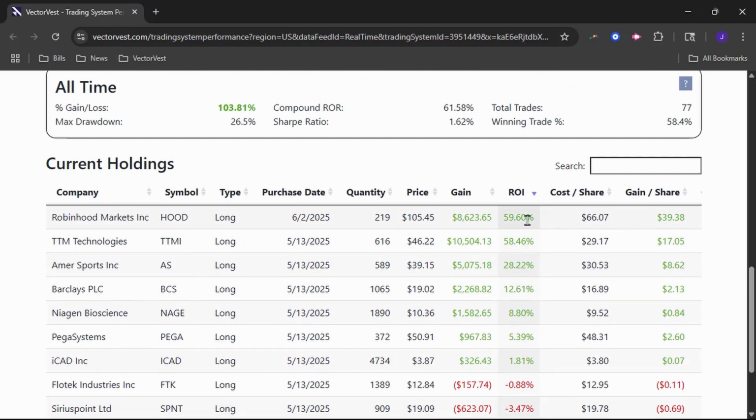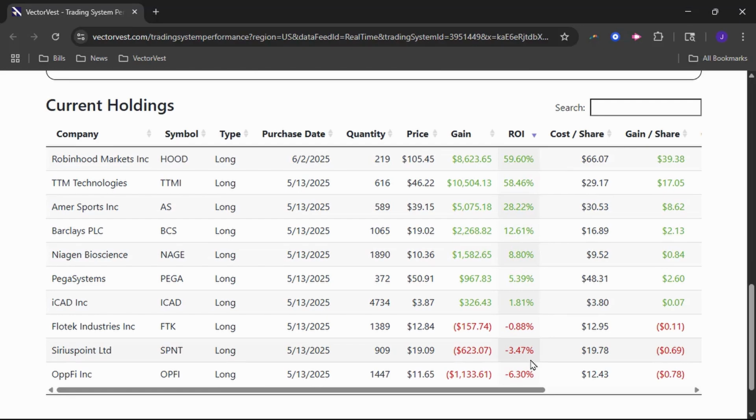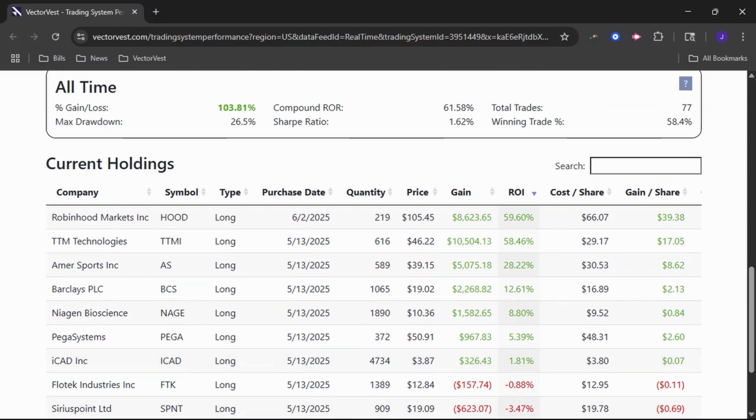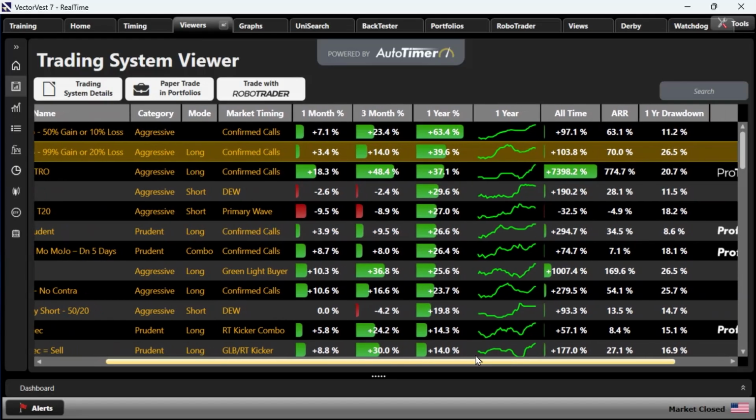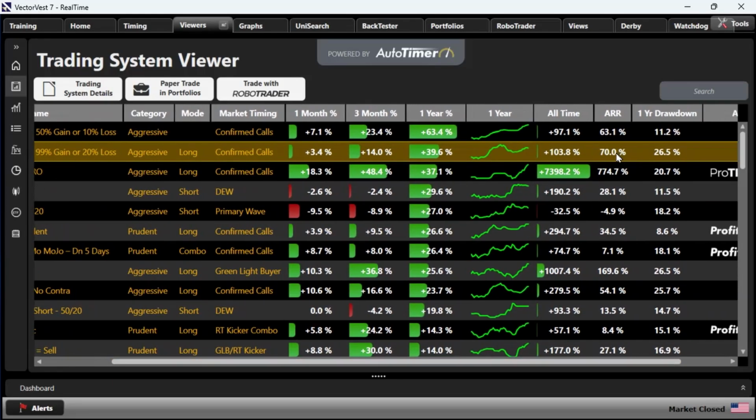So we're looking for a 99% gain, 20% loss before any of these positions are sold. The drawdown here is the issue. I like the annualized rate of return. I like the compounded rate of return. The hit rate was great. The win rate was above 50%. All-time performance here, 103.8%. Love all that. And really like the short-term performance here, particularly over the last 3 months, 1 month. I like the year-over-year performance as well.